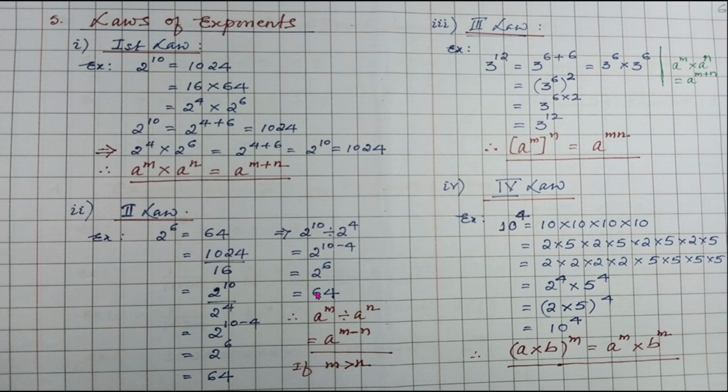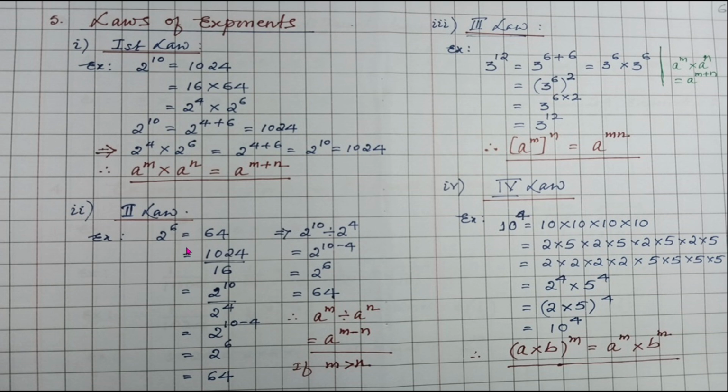Now the second law states that a raised to m divided by a raised to n. Again I'll repeat, a raised to m divided by a raised to n. That means a is multiplied m times here, when divided by a multiplied n times, we get a raised to m minus n. Rather it is nothing but multiplication of a m minus n times. But here m is greater than n.